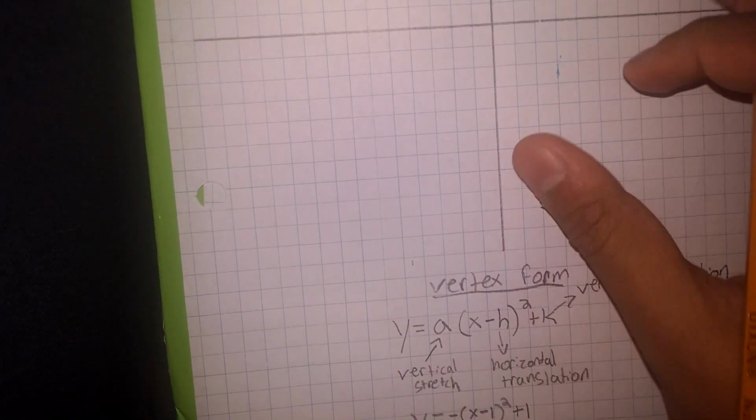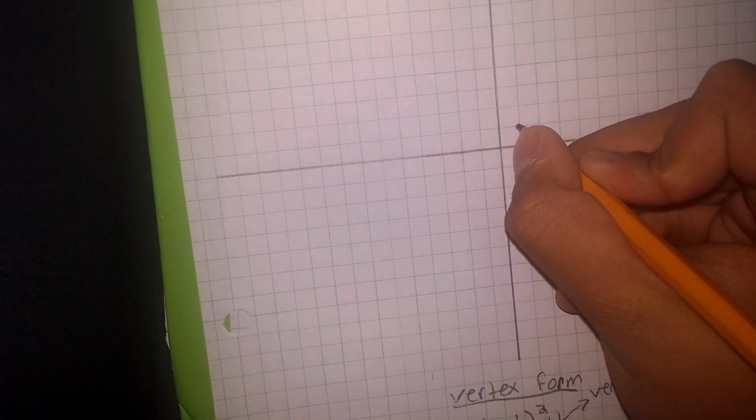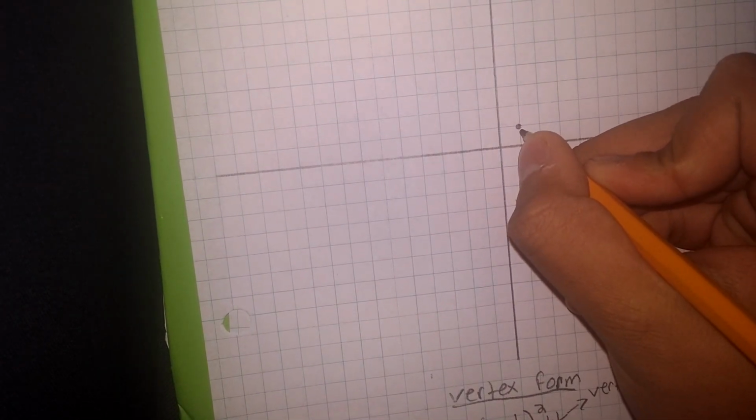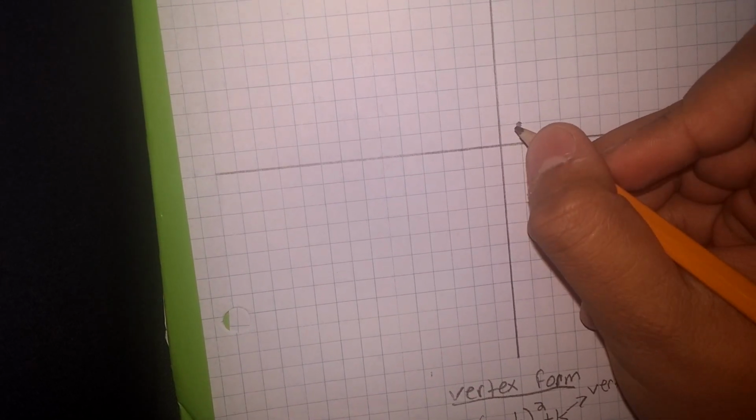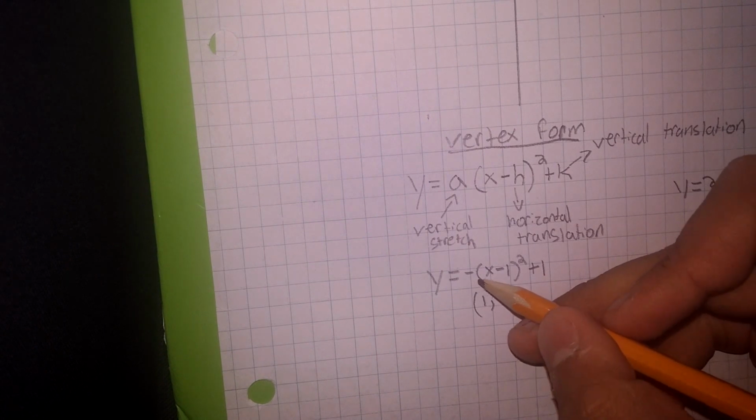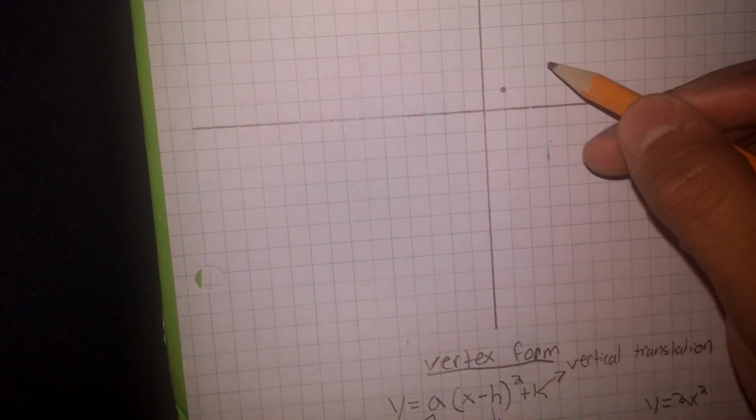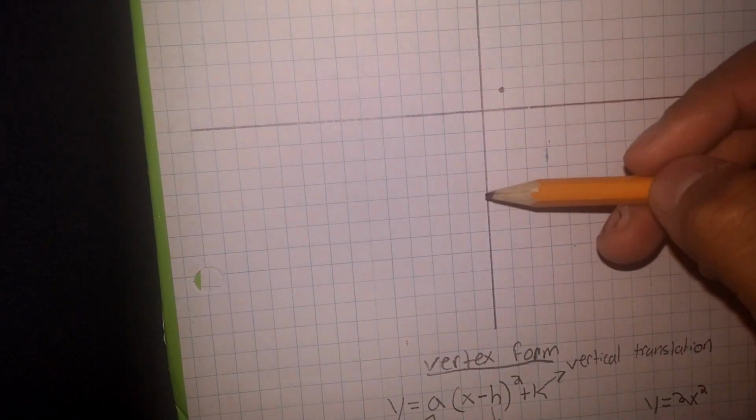So then let's go ahead and find that over here. So obviously it'll be right there, and that's where our graph is going to start. That's where our parabola is going to start. But let's also realize one thing: since there's a negative in front, that means this graph is going to open downwards. So instead of going upwards, it's going downwards.